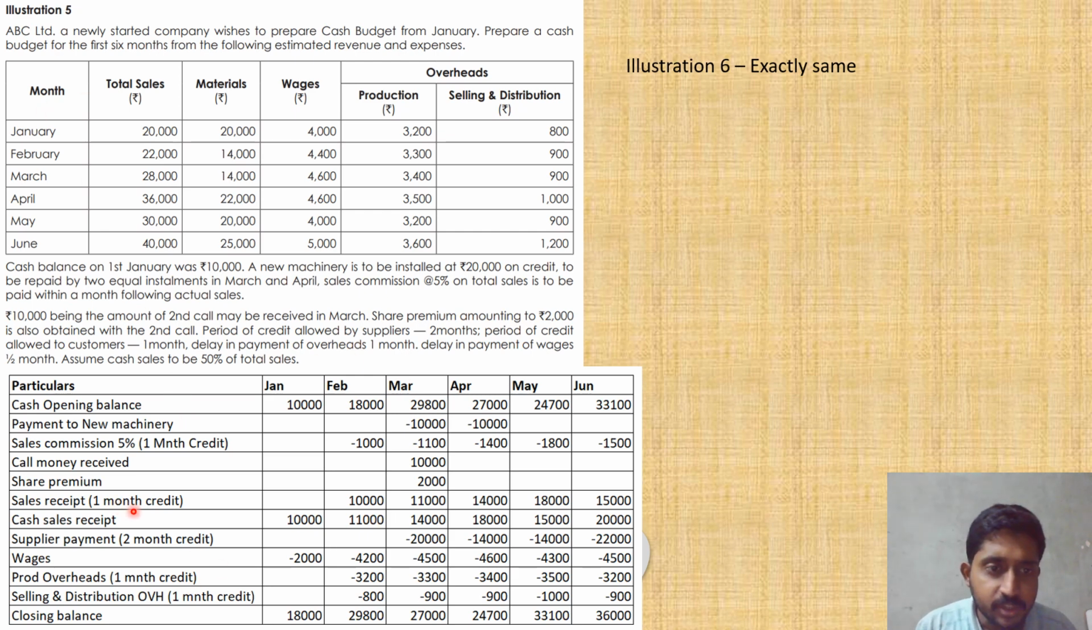Okay, so sales we have booked until now. All the items we are plotting in the cash budget. Okay. Next is the supplier payment. It is given for all the raw material purchases. The payment will happen 2 months later.